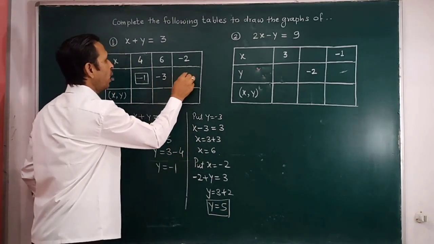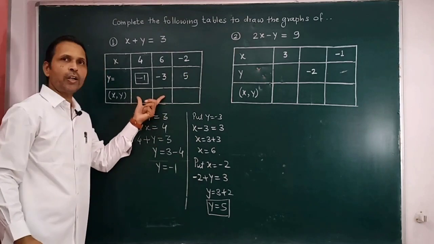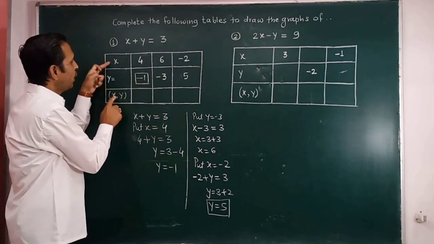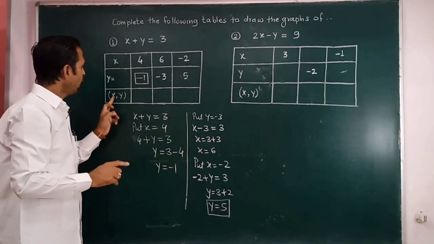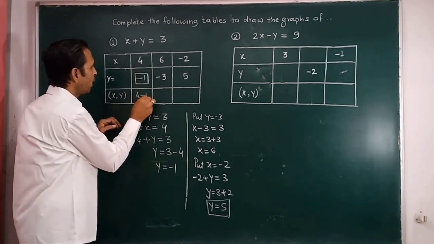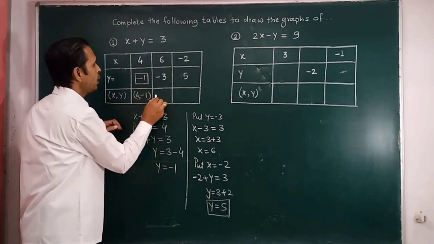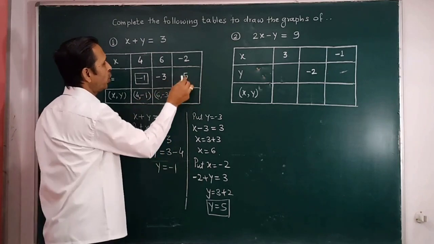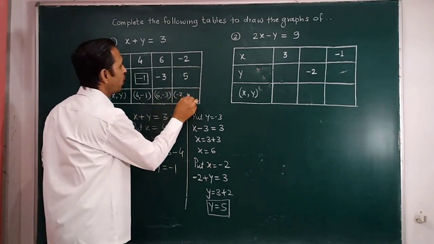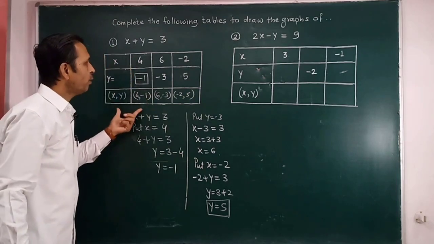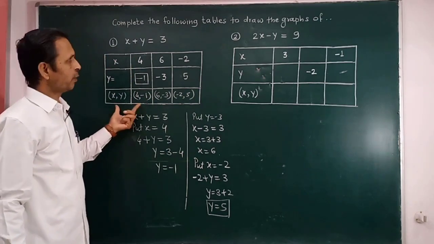And after that we have to write the coordinates of the points here. Now how do we write the coordinates of the points? x comma y. In this way write here 4 comma minus 1 and 6 comma minus 3. Again the next point is minus 2 comma 5. In this way we have to complete the table here.